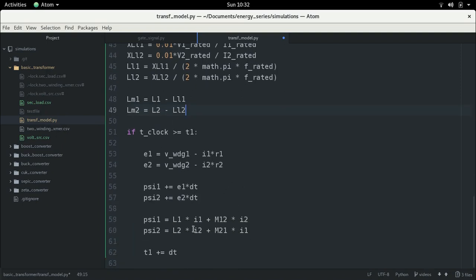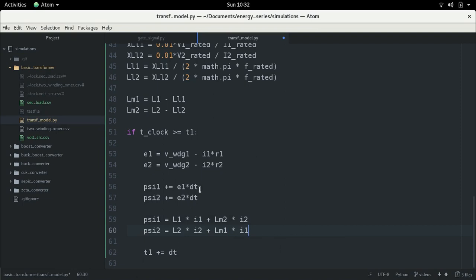So let's put it here. We know Psi1 is equal to L1 into I1. The second one will be LM2 because this is the mutual inductance of the secondary winding. Remember, this is the current flowing in the secondary winding. So we have to take into account the magnetizing inductance of the secondary winding. The same goes here. We just have to say LM1 into I1, right? So these are our equations.